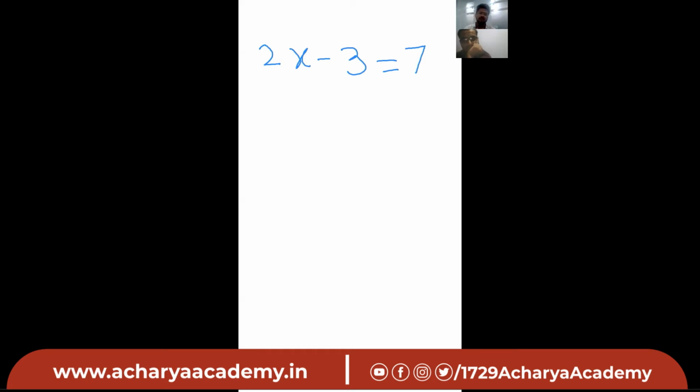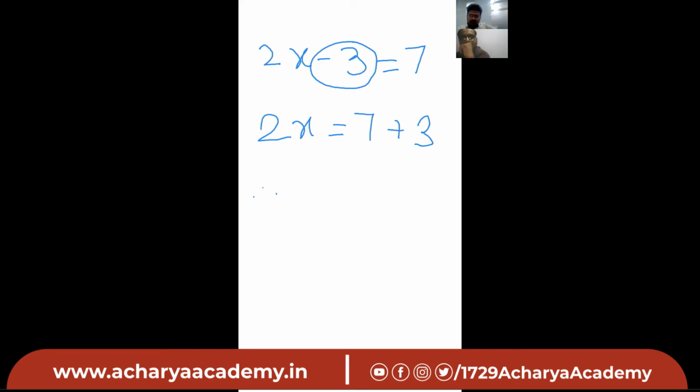And if the term is positive, you make it negative. For multiplication and division, if a term is getting multiplied, when it goes to the other side it gets divided, and vice versa. So here it's minus 3 in 2x minus 3 equals 7. I'm going to shift this minus 3 to the RHS, so it will become 2x equals 7 plus 3.